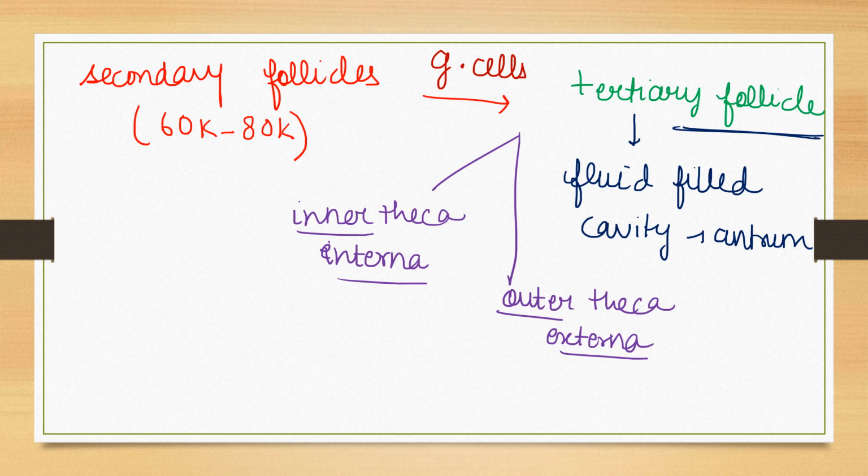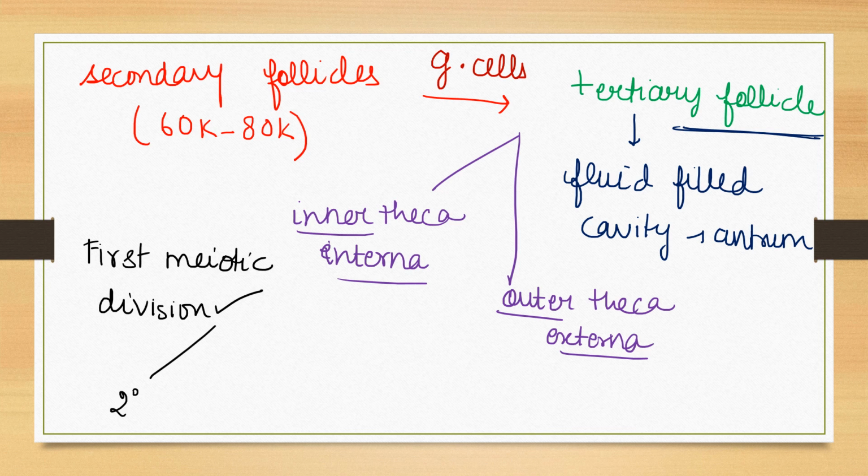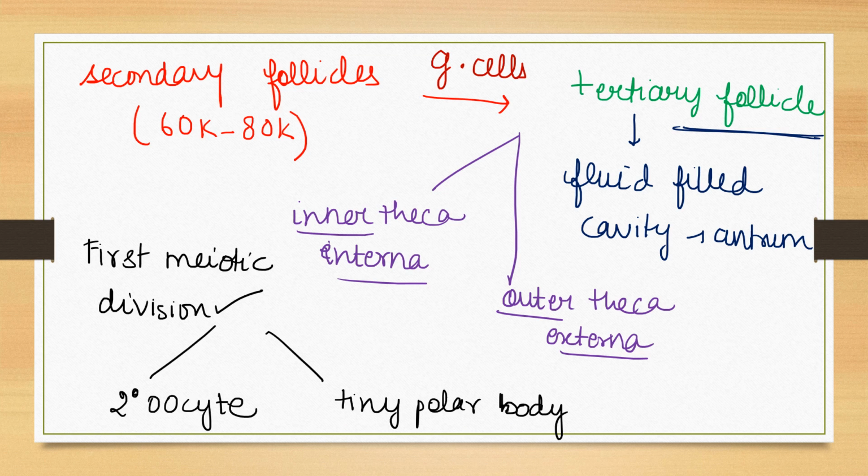अब क्या होता है कि यहाँ पे इसी stage पे when the tertiary follicle is formed, इस stage पे हमारी first meiotic division is completed. अब जो हमारी first meiotic division complete होती है उसके क्या products बनते हैं? उसके जो products बनते हैं that is a secondary oocyte and a small tiny polar body, first polar body.